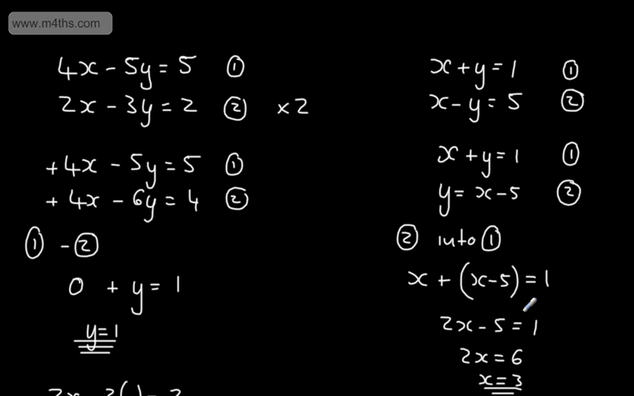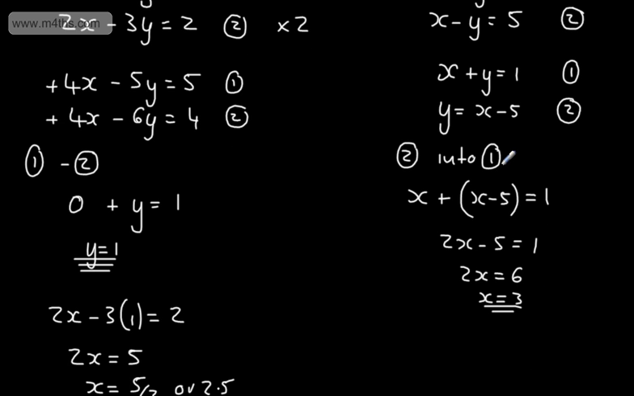We can substitute this into either of the equations to solve for y. So if I take this one, y is equal to x minus 5, so that's 3 minus 5, which gives us that y is equal to negative 2. So there are the two solutions.